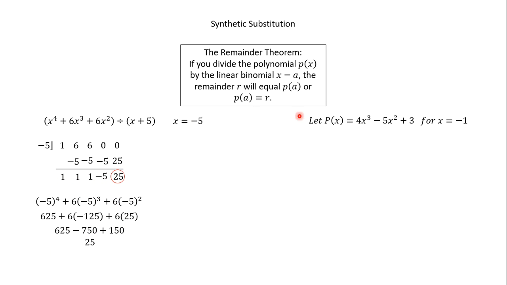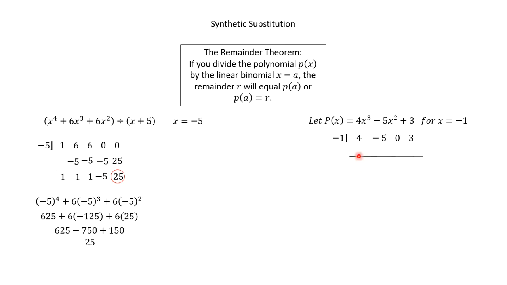So, let's look at a synthetic substitution problem. We have our polynomial, p of x equals 4x cubed minus 5x squared plus 3. And we want to plug in for x equals -1. We're just going to use synthetic division. Notice here we already have x equals -1. So we're going to plug -1 in on the side of our substitution. We don't have to worry about changing the sign. And then get our coefficients: 4, -5, 0, and 3.